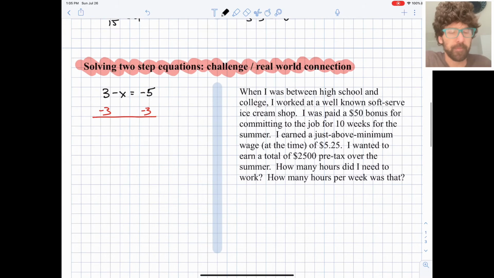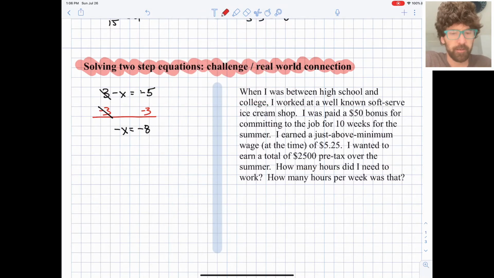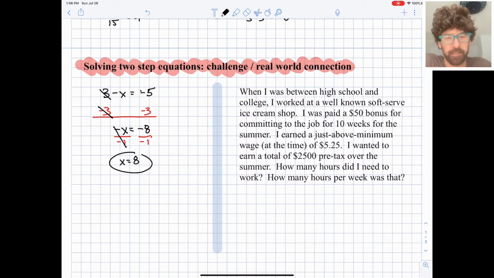This 3 and this -3 cancel out, and we end up with -x is equal to -5 take away 3, which is -8. After we do that, I can either multiply or divide by -1. It doesn't matter at all. I'm going to show a division by -1. And this negative and this -1 cancel, and we have x is equal to +8 as our solution. Let's do a quick mental check to make sure. Is 3 minus 8 equal to -5? It is. It does check out.